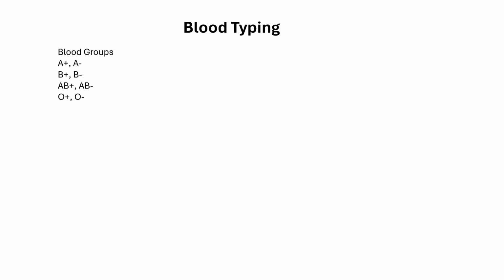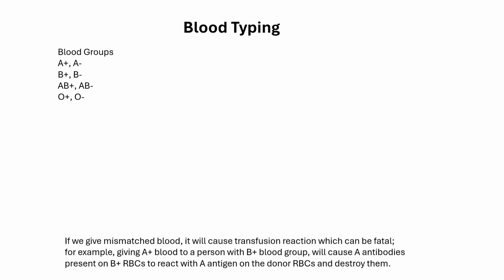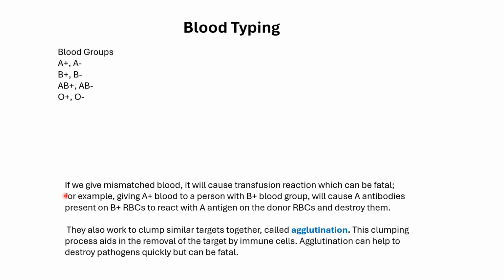It is very important when we transfuse blood that we make sure the blood groups match. Otherwise, just like we learned, a person who has blood group B positive, for instance, has antibodies to A. So we cannot give that person A positive blood. There will be a reaction of the antigens with the antibodies, and it can be fatal. That is why we have to be very cautious.